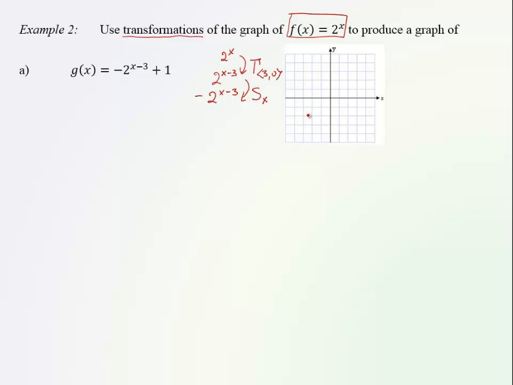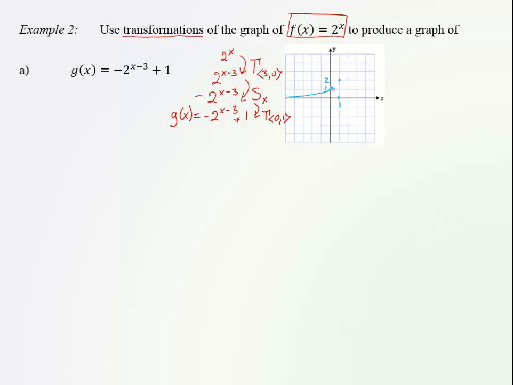We just flip the graph over the x-axis. And finally, g of x is the same as the previous function plus 1, which means we need to use translation by the vector (0, 1), one step up. Okay, so let's start with the graph of 2 to the x that was coming through the points (1, 2).